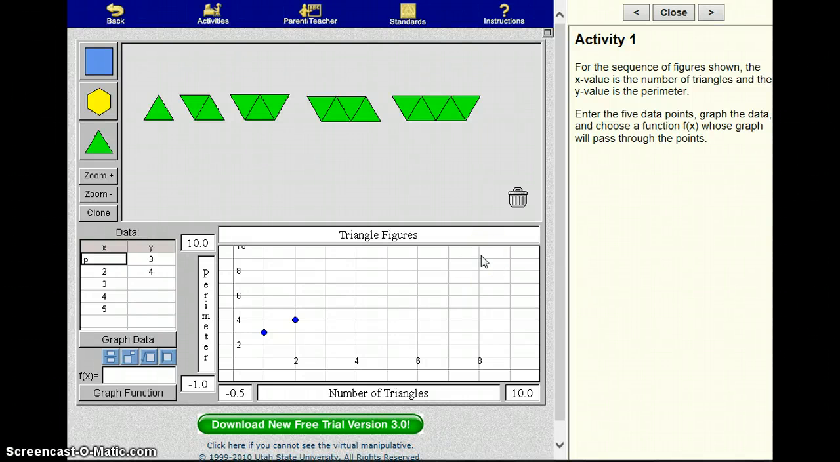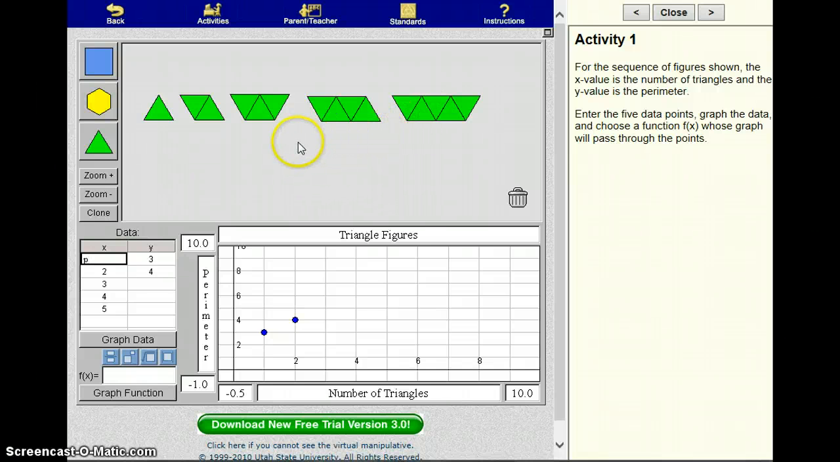Hello, my name is HK Math, and I'd like to share a virtual manipulative with you that we can use to describe algebraically a pattern of triangles. If you look, here is the pattern: one triangle, 2, 3, 4, and 5.